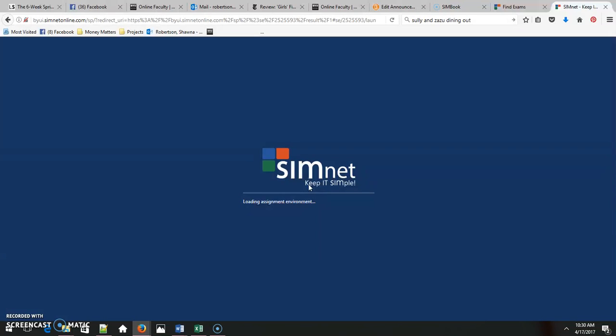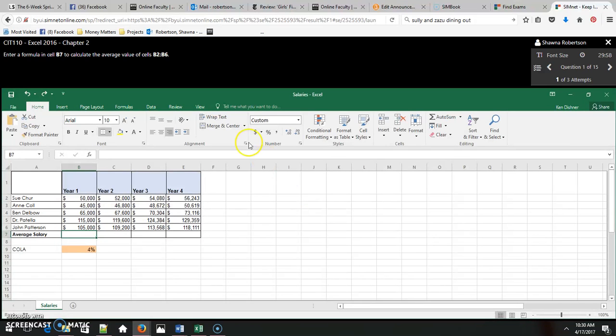Again, it's just going to be a series of questions similar to the SimPath. In fact, a lot of the questions will almost seem identical to the SimPath, maybe a few variations, but very similar to what you did in the SimPath activity. So you'll start the exam, and you'll just go through this series of questions. This one says, enter a formula in B7 to average values B2 through B6.